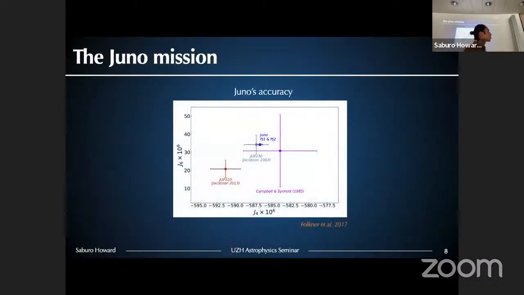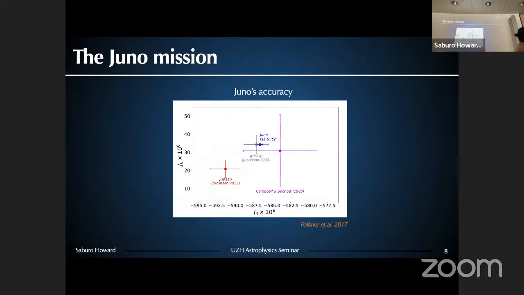So this figure shows the gravitational moments J4 and J6 that we often use to constrain the interior of the planet. And so the large purple error bar that you see here corresponds to the measurements we had on those J's after the flybys of Pioneer and Voyager in the late 70s. Then the gray error bar shows the accuracy we had after the Galileo mission in 1995. And so Galileo orbited Jupiter, but by the way, it also sent a probe which dove in the atmosphere of the planet, and this provided very valuable information.